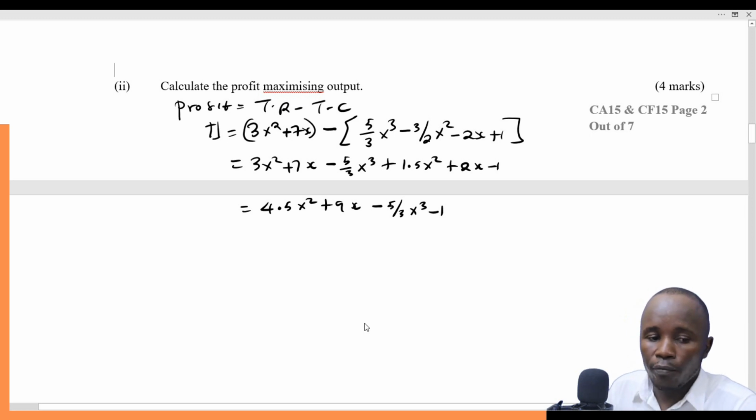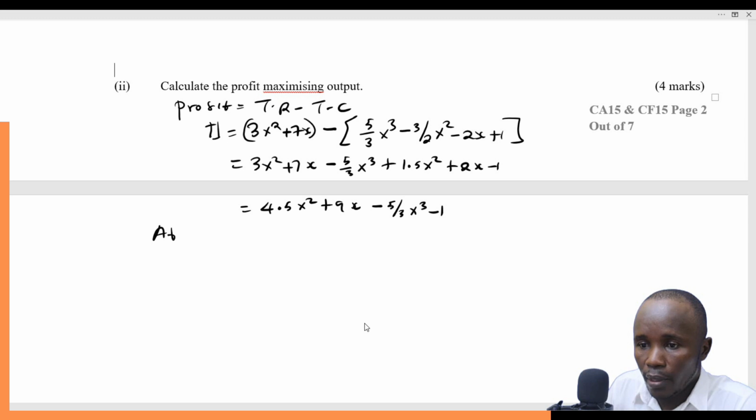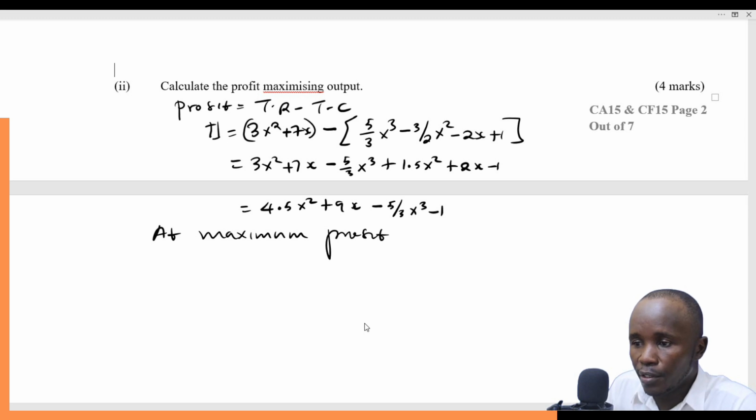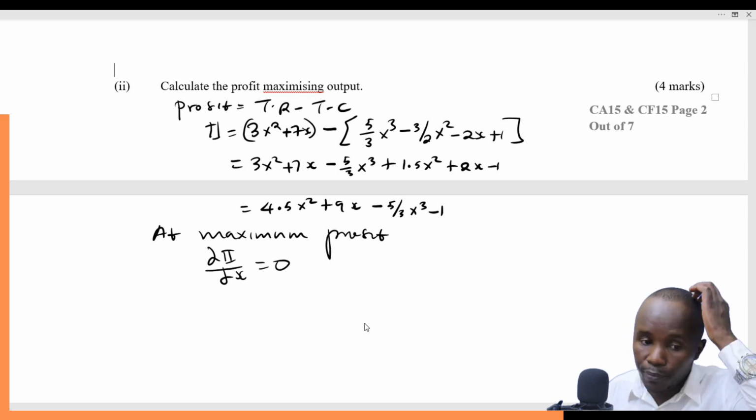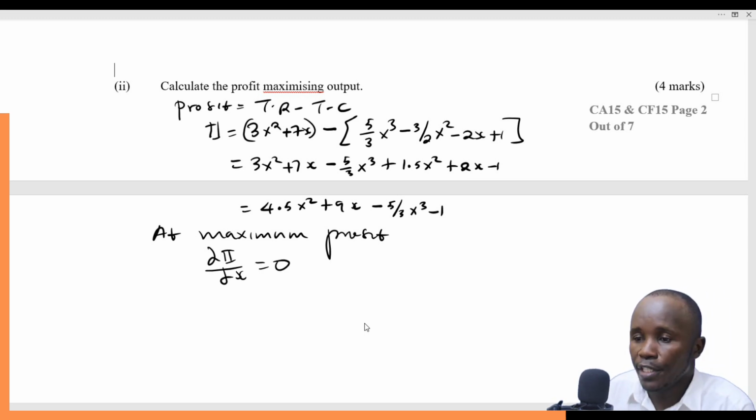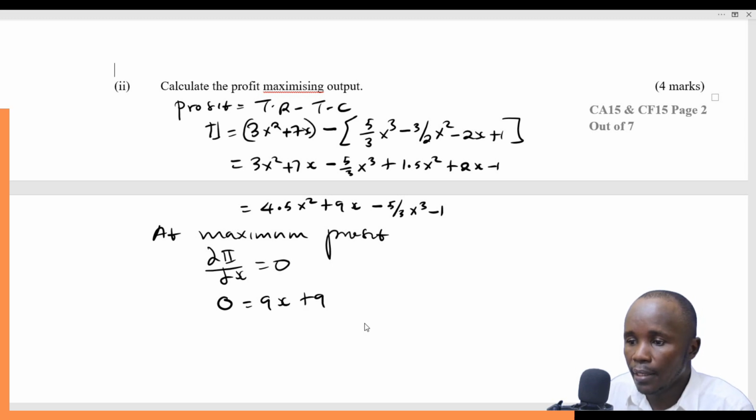Now, at maximum profit, you expect that the derivative of profit with respect to x will give you 0. So can we differentiate our profit function? We find that 0 is equal to 9x plus 9 minus 5x squared.